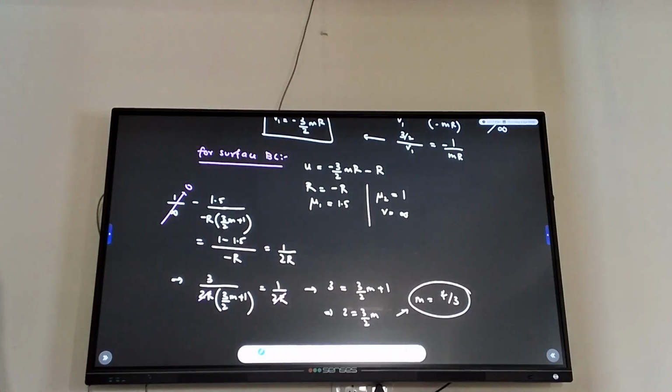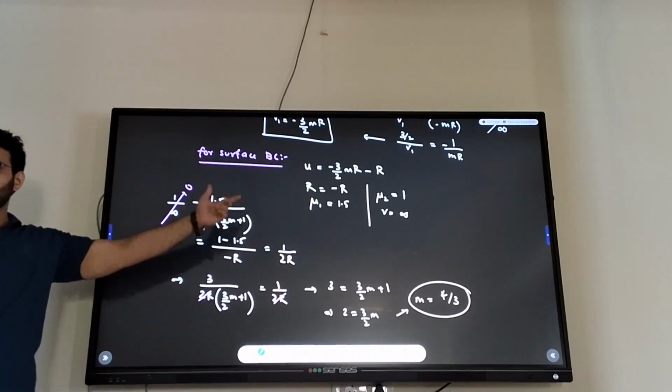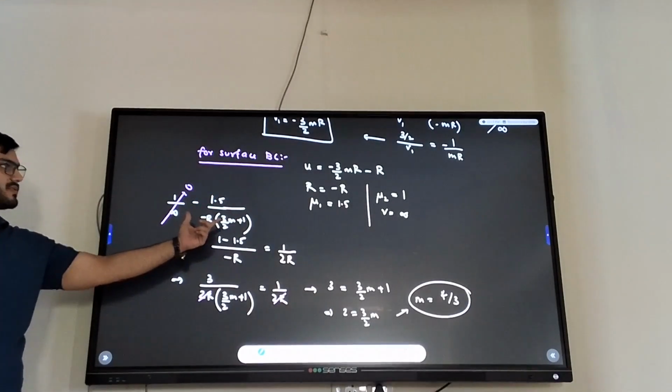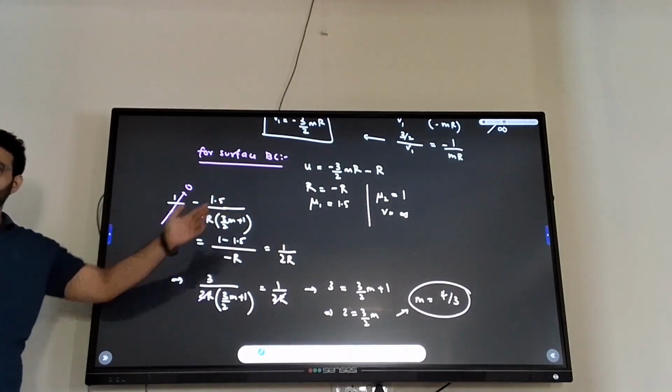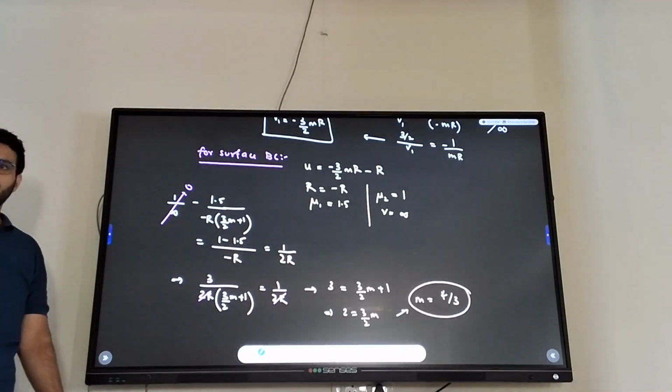See, we found the condition of m. M has to be equal to 4 by 3. How did we find it? By applying what we know. What do we know? This formula. This is the only formula that we know, and we have the data. Let's apply the data and we'll find something or the other. Is it all okay?